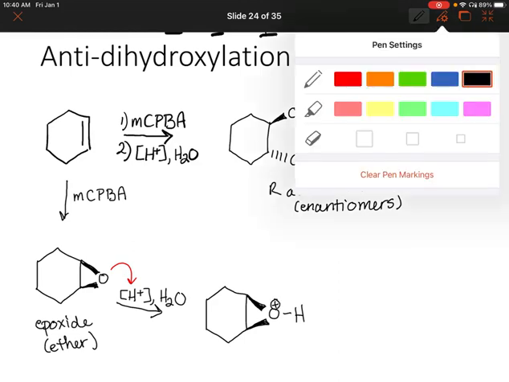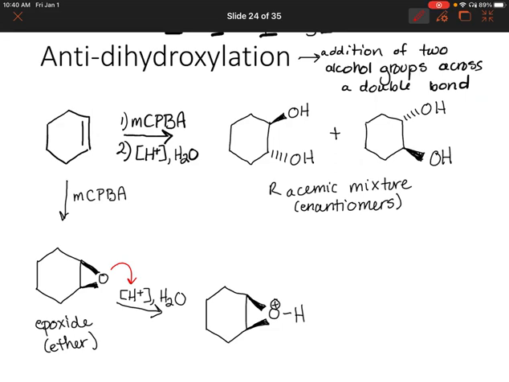And then additionally, the water molecule is going to come in and attack one of the carbons in our epoxide and open up that ring. I guess it doesn't really matter which side because it can attack both sides equally. So the water molecule will attack one of the carbons, open up the ring, and again, it could attack the other side as well. So that's what gives us the 2 enantiomers.